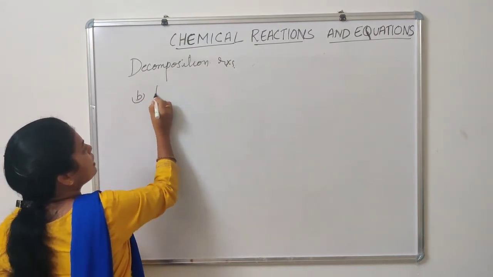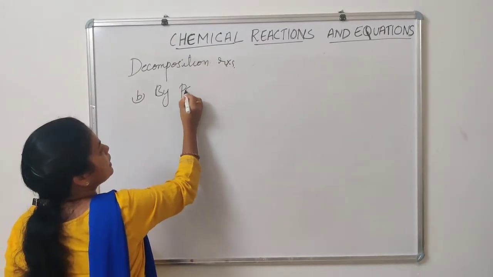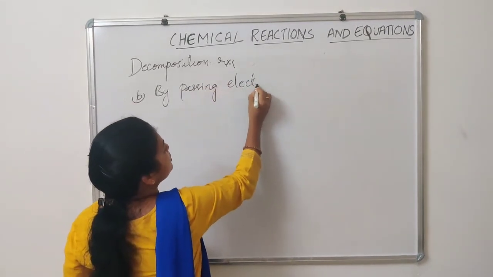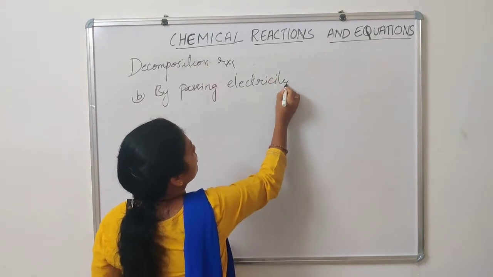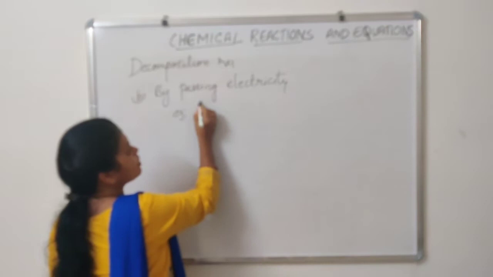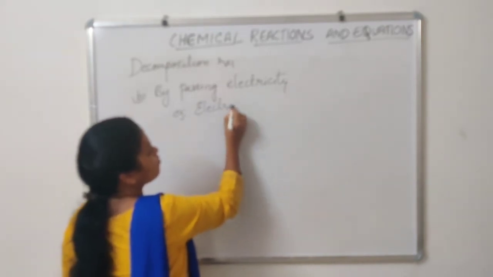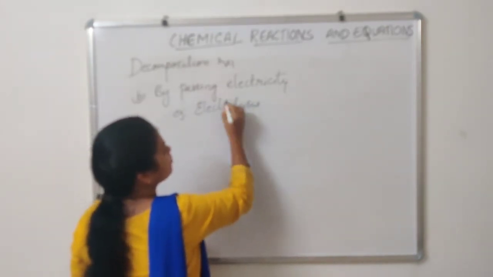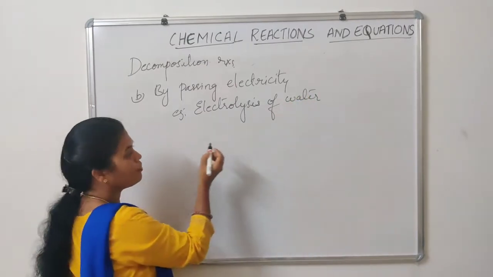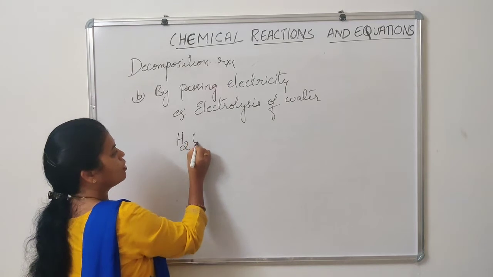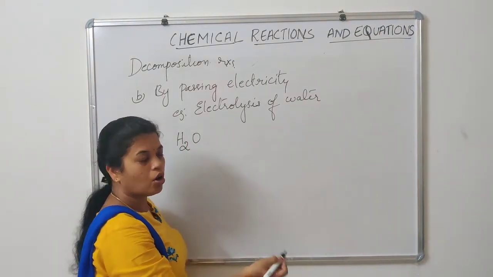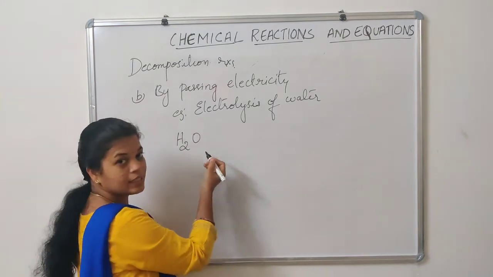The second category is reactions carried out by passing electricity. For example, electrolysis of water. The formula of water is H2O. Water on heating does not split up into hydrogen and oxygen gas, so it is a very highly stable compound.